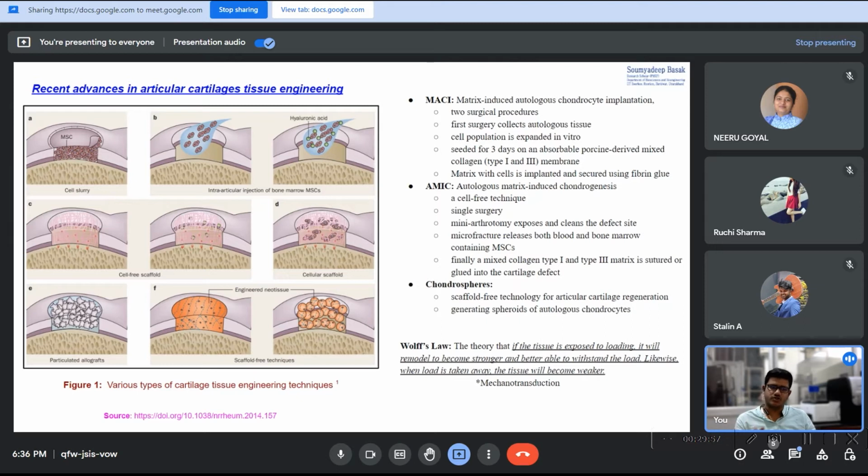And there is also chondrosphere. So chondrospheres are developed. They are spherical chondrocyte bodies, and they are implanted in the damaged area. So that is it, right?